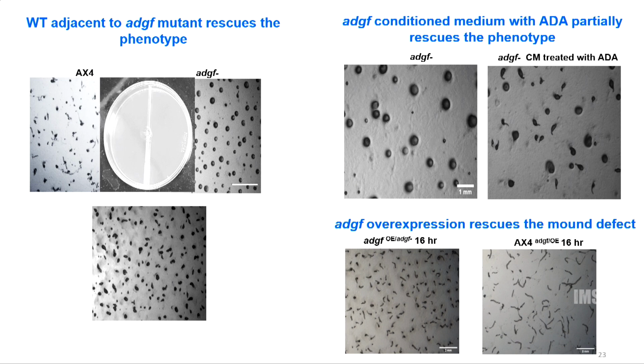And this is the idea of conditioned media. You can take the conditioned media, that is the supernatant, add this ADA enzyme, and ask the simple question whether it rescues. There also it is rescued. Finally, the gene overexpression: if you take the mutant and compensate with the overexpression construct, the wild type copy of the ADGF, then that is also able to rescue the phenotype. So, multiple lines of evidence.